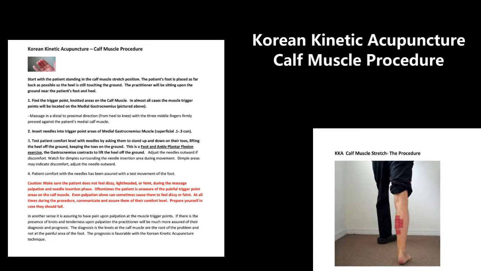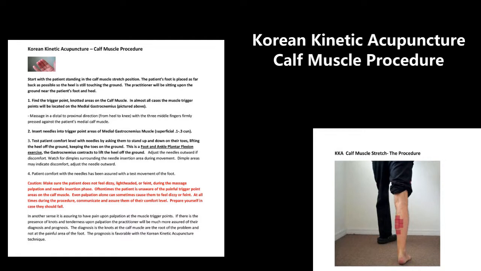with the patient standing in the calf muscle stretch position. The patient's foot is placed as far back as possible so the heel is still touching the ground. The practitioner will be sitting on the ground near the patient's foot and heel. Find the trigger points, knotted areas on the calf muscle. In most cases, the muscle trigger points will be located on the medial gastrocnemius, which is the points pictured in pink above. Most of the trigger points are on the inside of the calf muscle, the medial side.